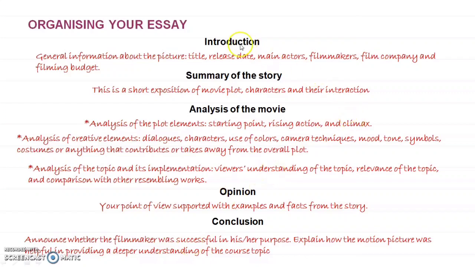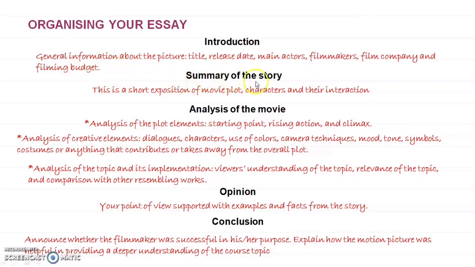The first is introduction. Of course, in every essay, you must have introduction. But what to write in your introduction? You have to write general information about the picture. Okay, the movie, the title, the release date, the main actors, who's the filmmaker, which one is the film company, and filming budget. All these you can get when you Google it.